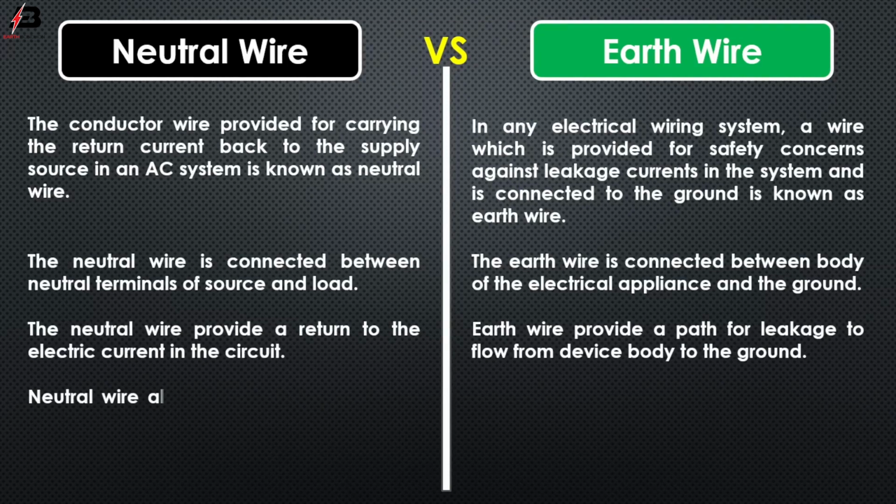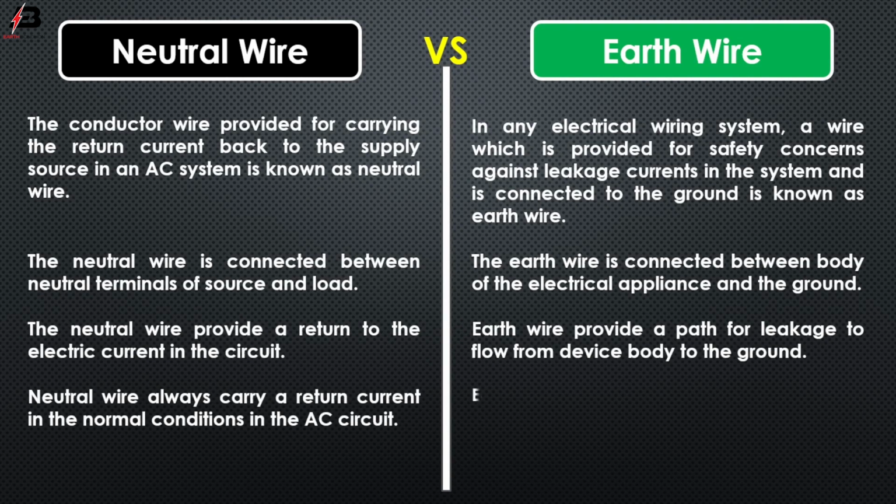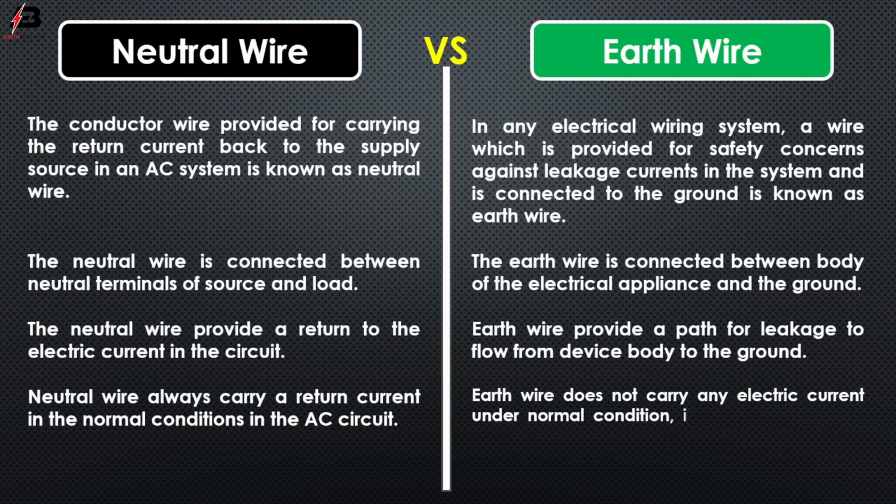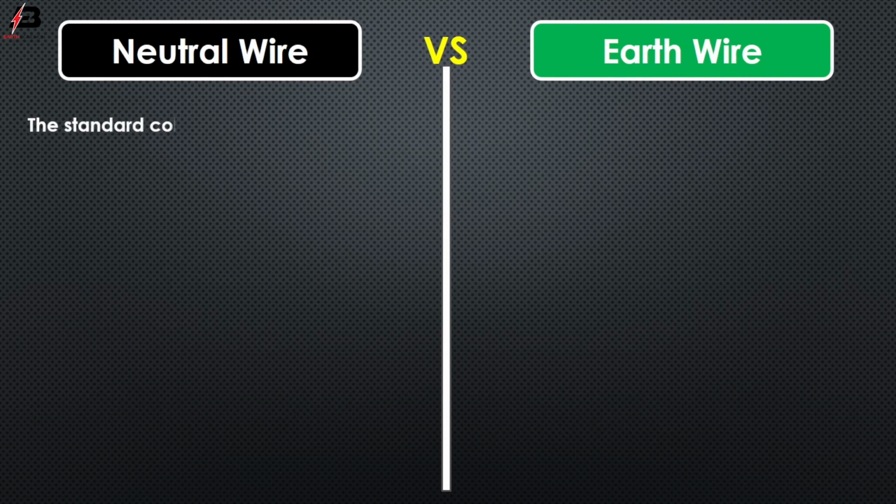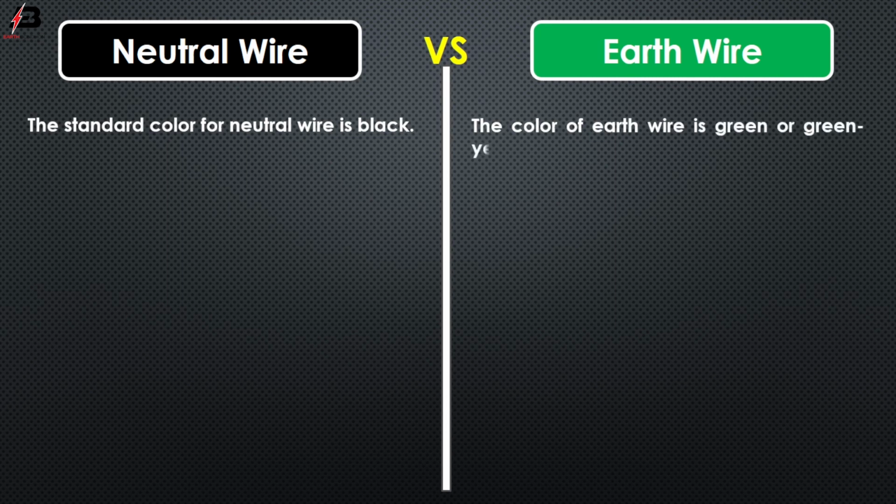Neutral wire always carries a return current in the normal conditions in the AC circuit. Earth wire does not carry any electrical current under normal conditions. It carries current only when there is a fault in the device. The standard color for neutral wire is black. The color of earth wire is green or green yellow.